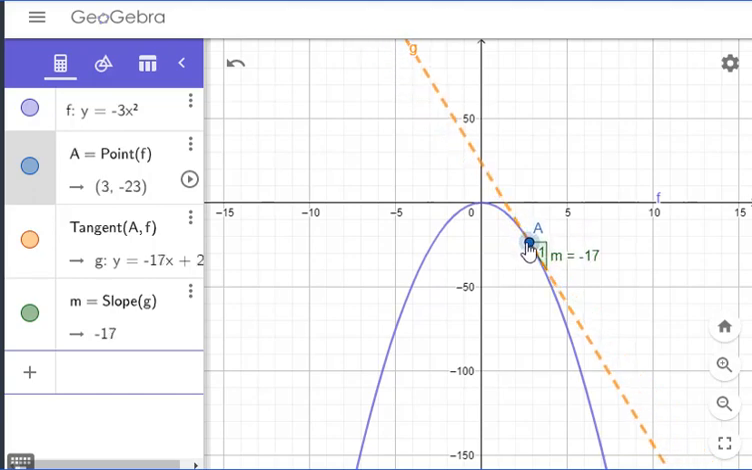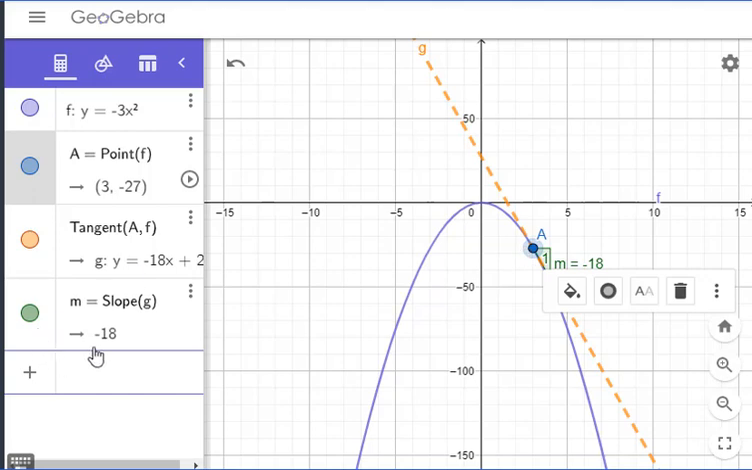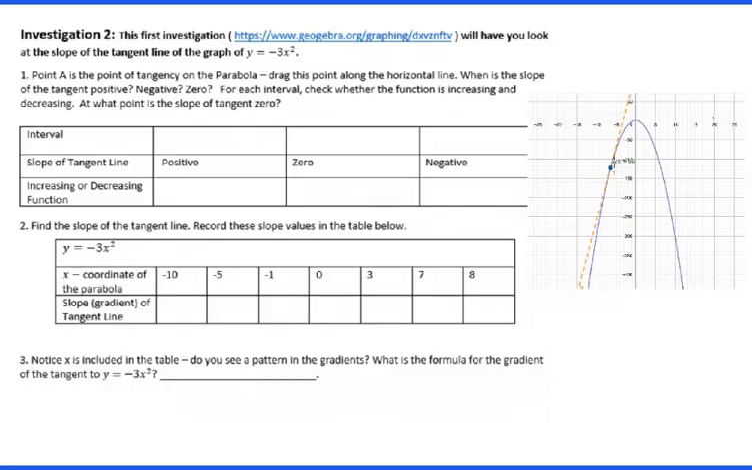For 3, that will be -18. So using the same way, get the x equals 7 or x equals 8. After you investigated the graph y equals -3x squared, we can fill out the table.